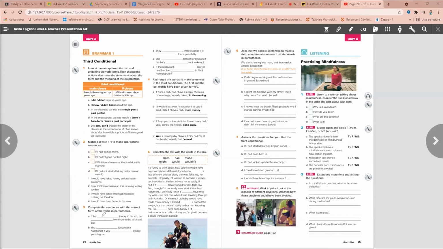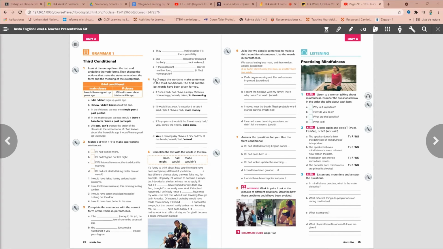Read them and match. In part 3, you have to complete the sentences with the correct form of the verb in parentheses. So for example here, hadn't quit. Hadn't quit because it's the if clause. If he hadn't quit his job, he would continue, right? Because we're following the form of the third conditional. Do the same with the rest.